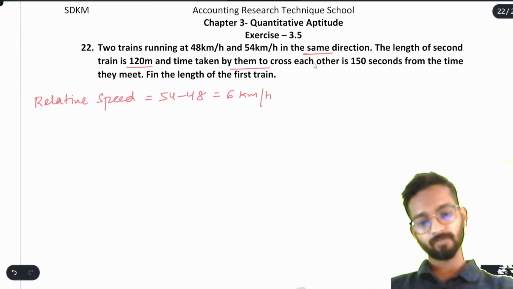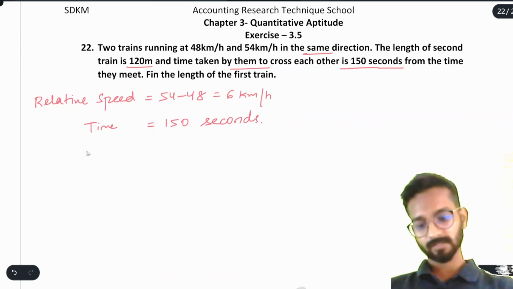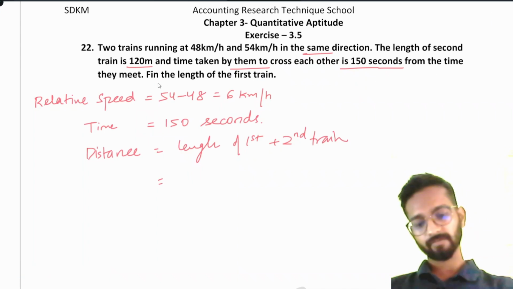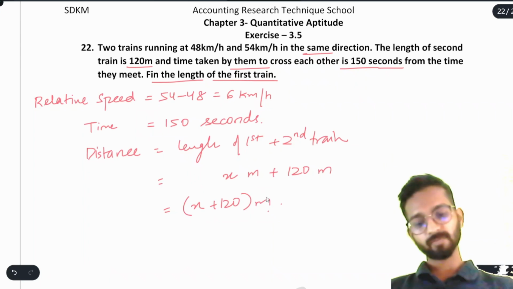Time taken by them to cross each other is 150 seconds. So time is 150 seconds. Length, or you can call it distance, should be the length of the first train and second train. Now from the time they meet, find the length of the first train. Let the length of the first train be x meters plus second train is 120 meters given. So I can say distance is x plus 120 meters. Here it is meters, here it is seconds. I will also convert this speed with 5 by 18, so it will become 5 by 3 meters per second.